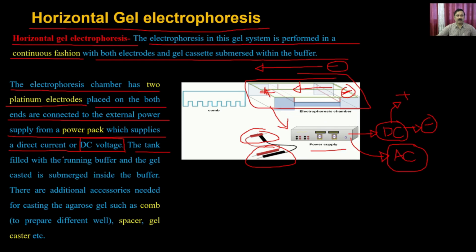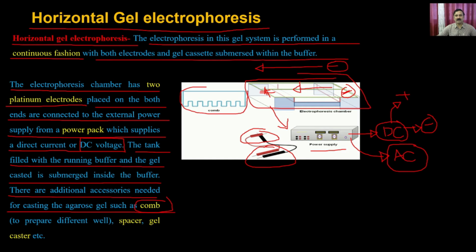The tank is filled with the running buffer, and the gel cassette is submerged inside the buffer. There are additional accessories needed for the casting of the agarose gel, such as the comb. So this is the comb to prepare the different wells, so that you can load the DNA in the different wells. Then you require the spacer as well as the gel casters.